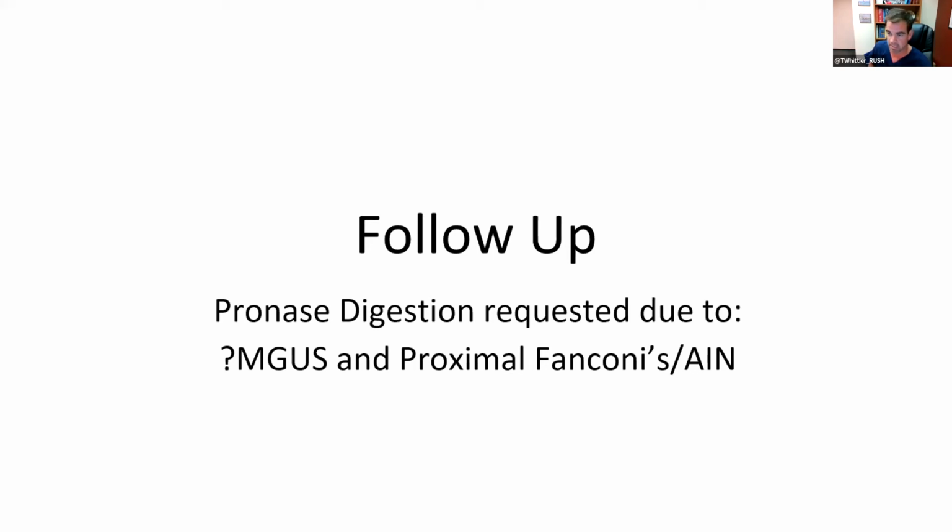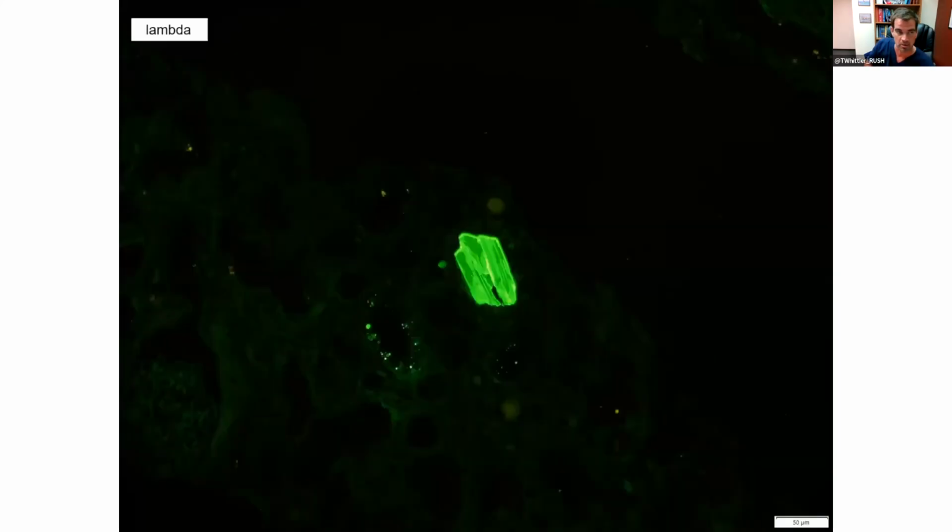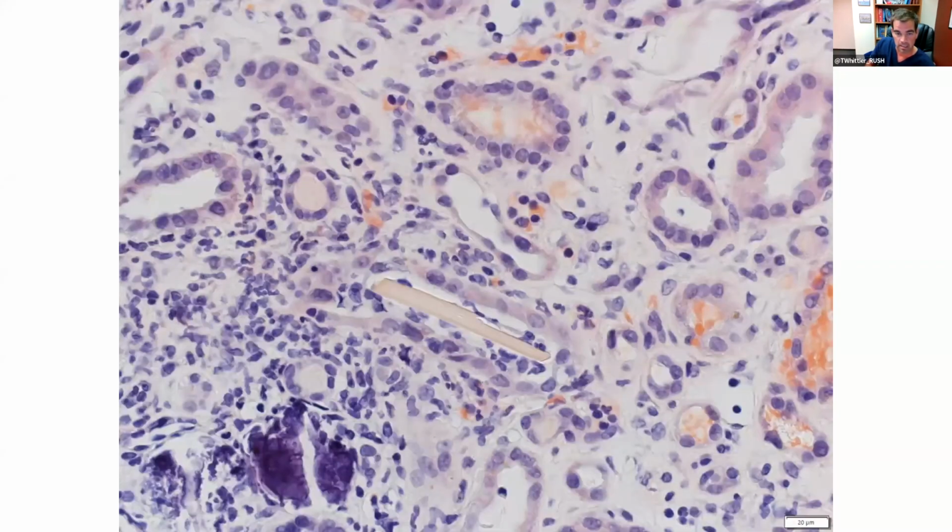So we actually sent off the tissue to Mayo, and lo and behold, it came back with lambda light chain restriction in a crystalline tubular pattern. And then we went back to the Congo red, which can often be seen on the Congo red and not the other stains. You can hopefully see my slide here.